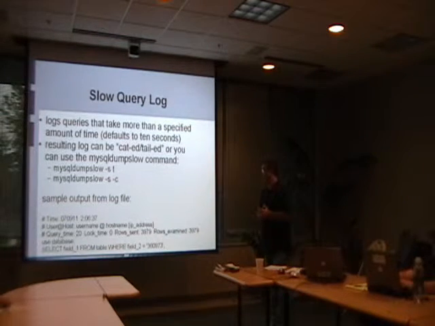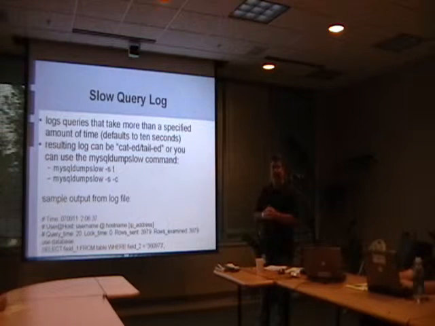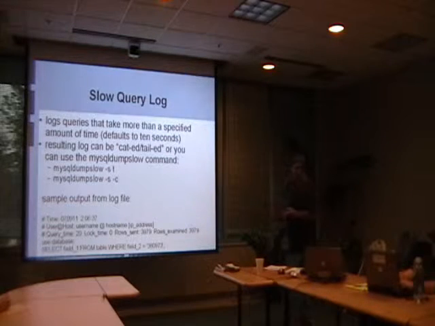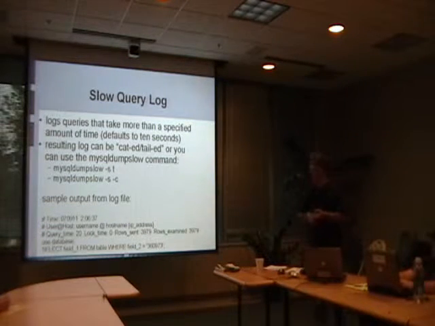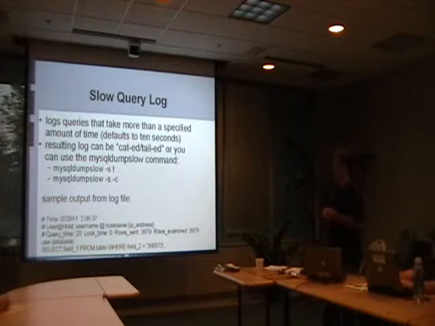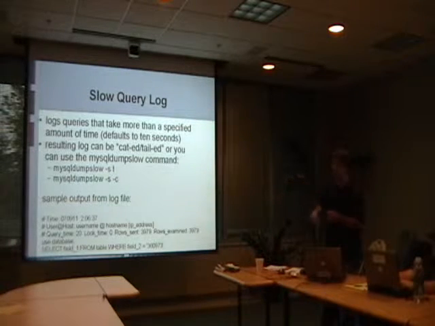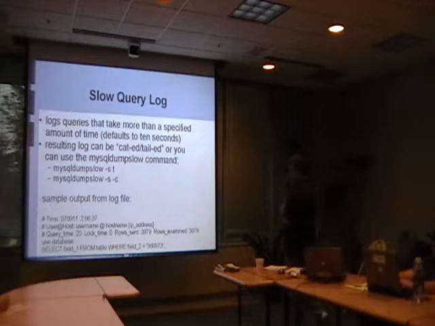Here's some sample output from a slow query log, all right? Take a look at this. Of course, first of all, the date and time. It's going to log who submitted the query, right? Where they came from, the host name or IP address. It's going to log the query time itself, which in this case was 20 seconds. The lock time was 0.